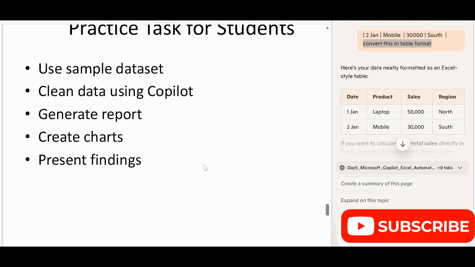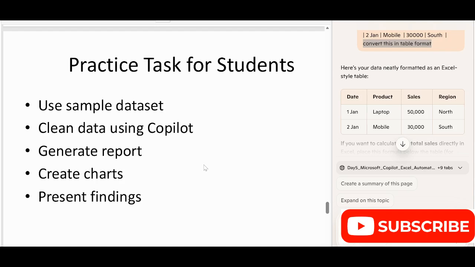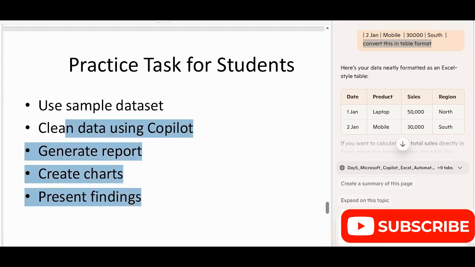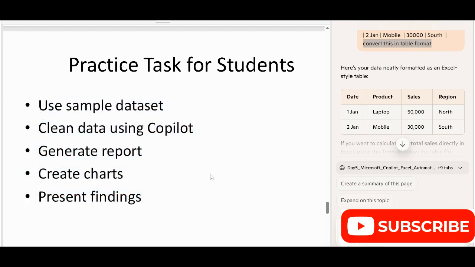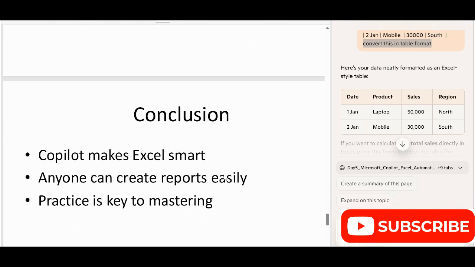Okay, the practical task I would like to suggest, please follow this. Please try to practice by yourself. Use sample data sets and clean the data using Copilot. Generate the report, create the charts and present the findings. In this way you can use it and practice it. It will help you a lot in your daily life. Okay, so this is the task from my side.